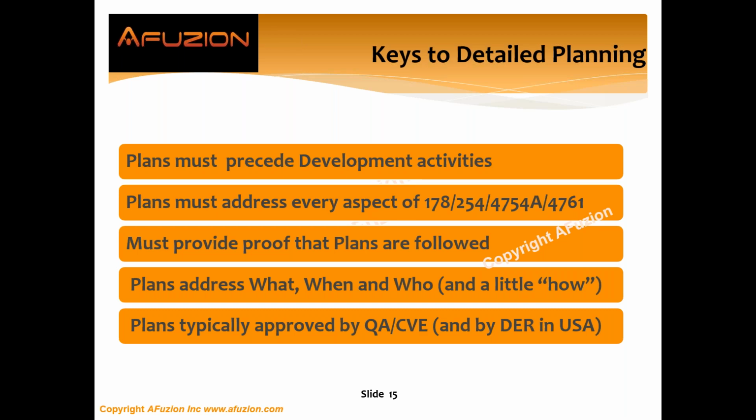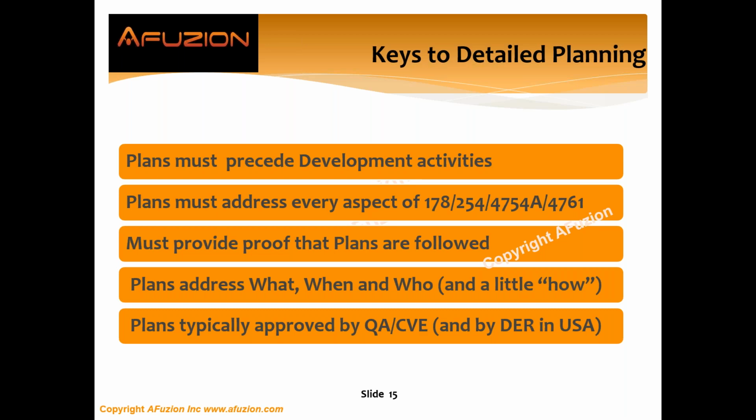4754A, and 4761. The idea is after the plans are approved by QA at SOI 1 with the cert authority, the military, we never have to open 178-254, 5461 again, because the information as it applies to our military project is in those plans. But we have to provide proof the plans are followed.